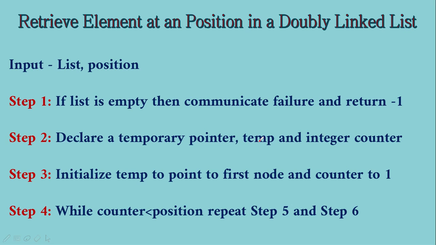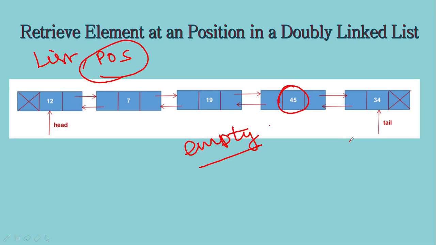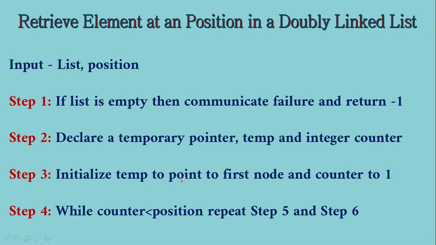If the list is empty, then we have to communicate failure, return -1, otherwise declare a temporary pointer and an integer counter. So we will have a temp and a counter equal to 1, right? And you'll check whether counter equals position. If counter becomes equal to position, then you return the data part of the node pointed by temp. Otherwise you move temp to the next node and increment the counter. That's all. So we are initializing temp to point to the first node and counter to 1.